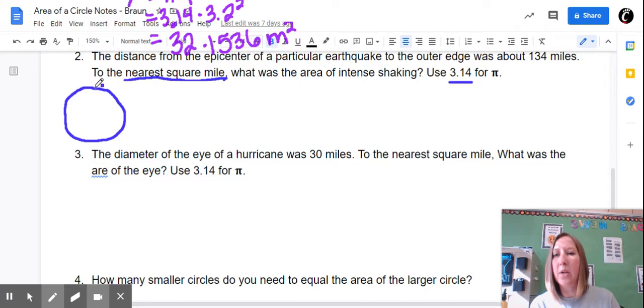So if we are measuring the distance from the epicenter, that means we're going to use a circle, and the center is going to be here. So the distance from the epicenter, which is right in the center, to a particular outer edge. So like if I just come from here to any edge, that was 134 miles. Well, if I look at what I just drew, that is my radius. So when I go to solve this, I have my radius is 134 miles.